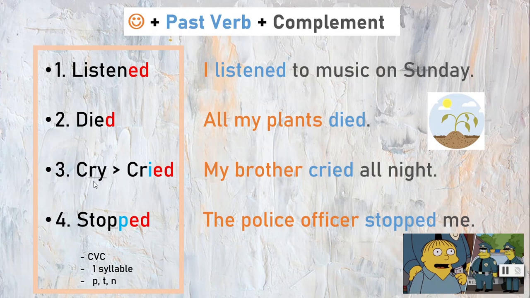Number 3, cry. Verbs that have a consonant and a letter y, consonante e y, you change the y for an i and add ed. Se cambia la y por i y se agrega ed. Number 4, we have verbs that have one syllable, tienen una sílaba. They have the pattern consonant, vowel, consonant. With these verbs you have to double the last letter. Tienen que duplicar la última letra and then add ed. Stop, stopped. Normally, these verbs end with p, t, or n. Esos son los que terminan en los que se duplica la letra.